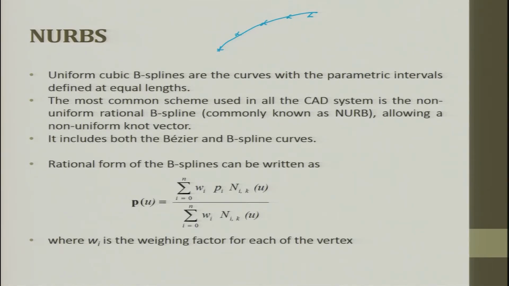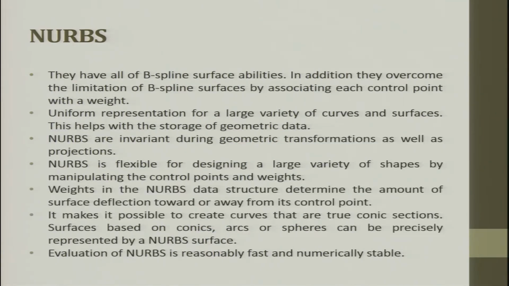It includes both Bézier and B-spline in NURBS. So, the rational form of B-spline can be written in this form, where W are the weights. So, it gives you more freedom for locally changing the curves. NURBS have all B-spline surface abilities. In addition, they overcome the limitation of B-spline surfaces by associating each control point with a weight.